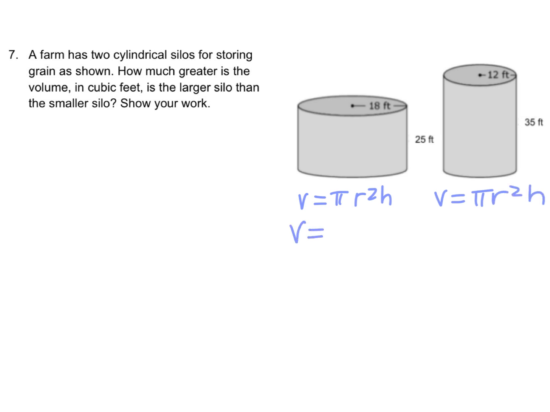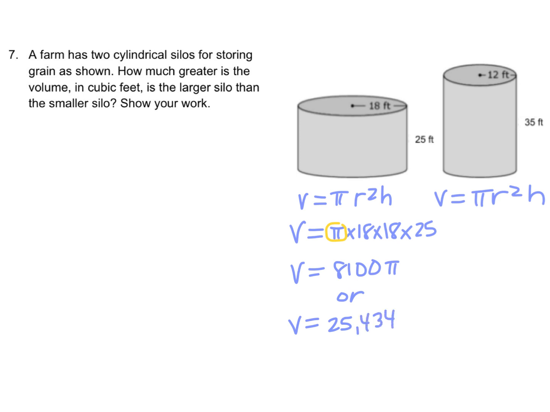Okay, so for this shorter one, it doesn't really specify how I show pi, so I could do it in terms of pi, or I could do 3.14. I'm going to go times 18 times 18 times 25. So if I did this one in terms of pi and didn't type in the pi, I would get 8,100 pi. Or I could times that by 3.14 and get 25,434. So either one of those. Okay, so that's for the one cylinder.